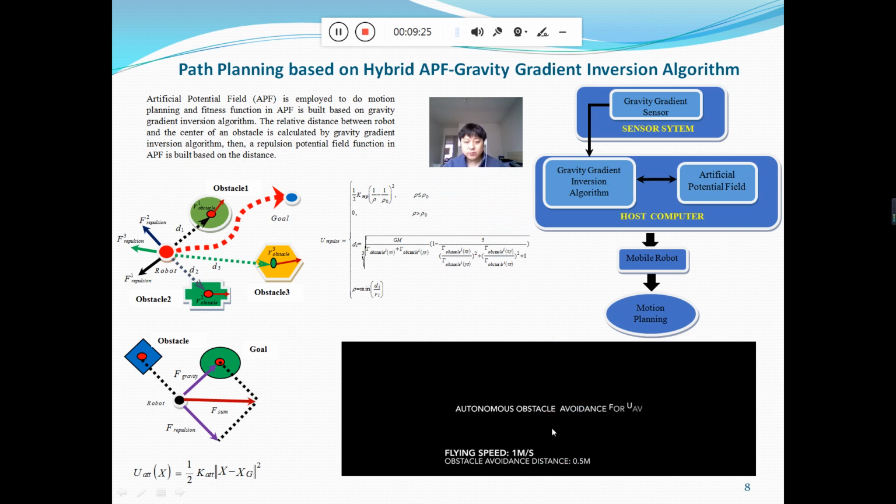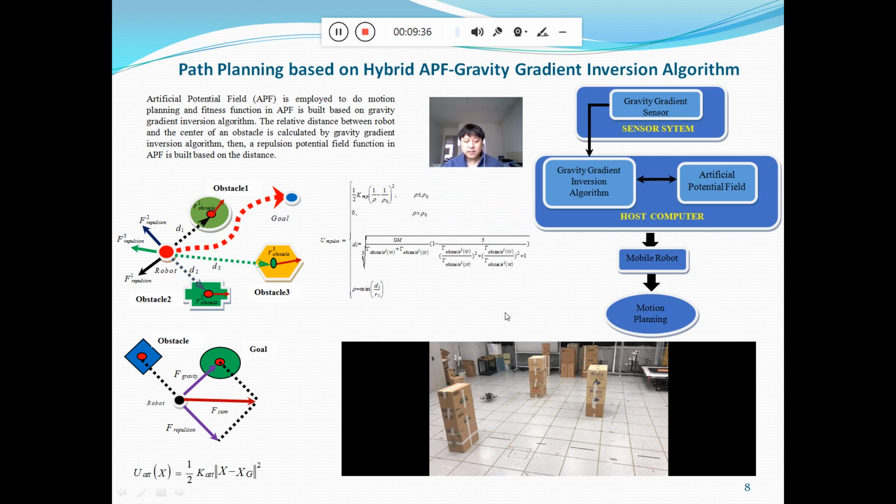Another research is motion planning, and in this research, I use the artificial potential field function with the gravity gradient inversion method together to realize the motion planning. In this way, I designed the repulsive potential field function based on the gravity gradient inversion method. And I can put a gravity gradient sensor on this UAV, and in this way the gravity gradient sensor can detect the gravity gradient anomalies.